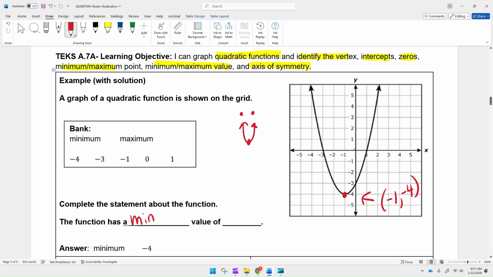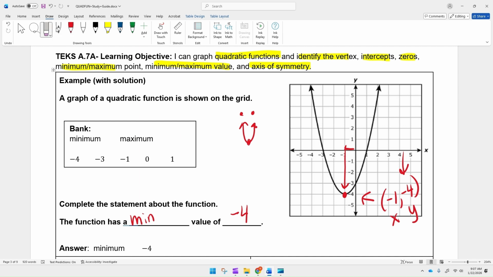Remember, you always want to walk first, and then we can go down to the elevator to get to the floor -4. Okay, so in our coordinate point, x comes first, and then the y value. So we know that when we're looking at that minimum value, that minimum value is our y value. So in the case of this parabola, it is -4.